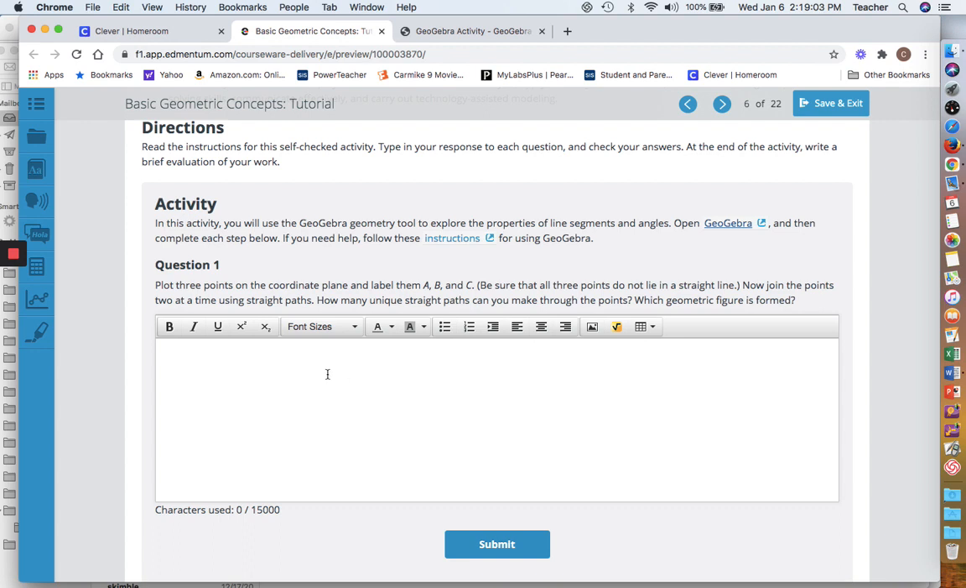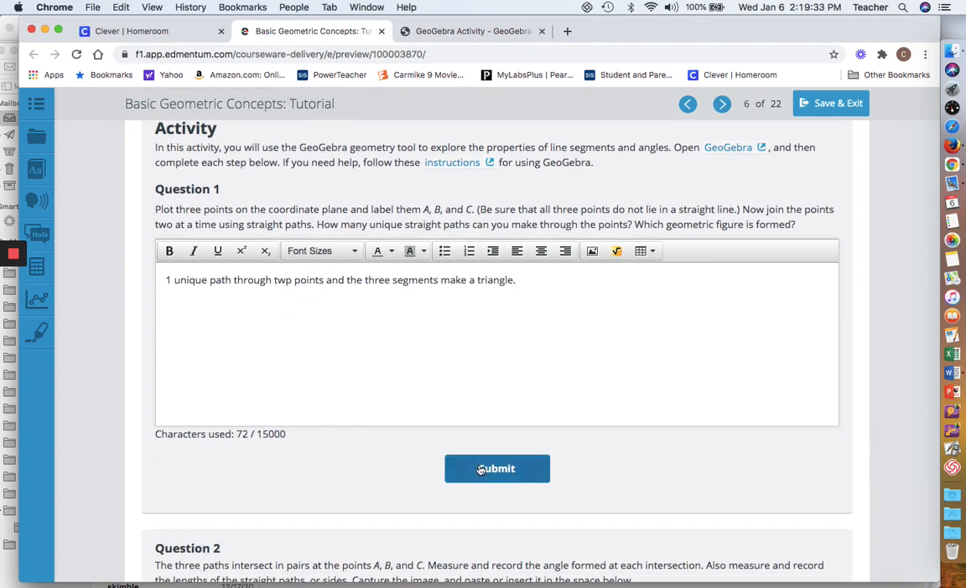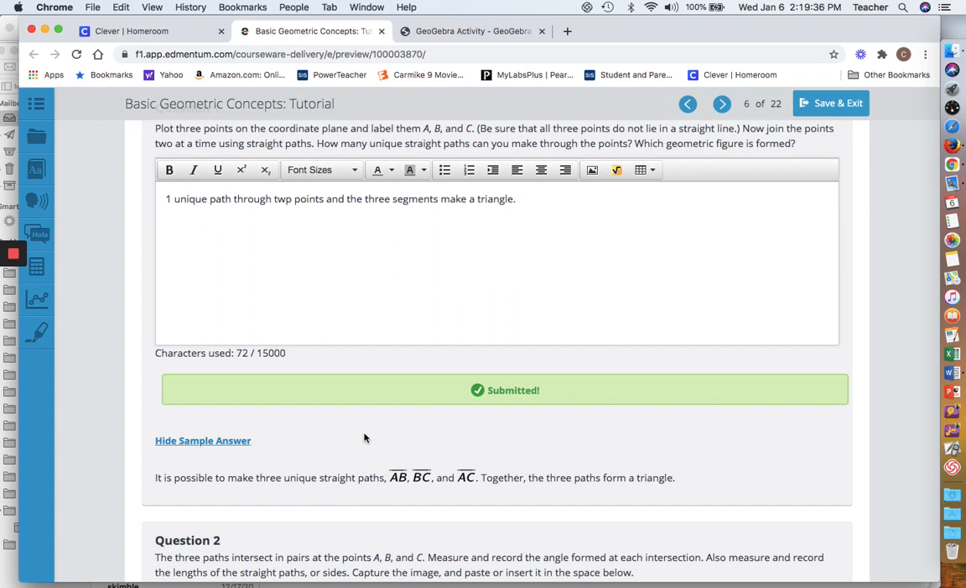Let me scoot back. All right, so you can only make 1 unique path through 2 points, and the 3 segments make a triangle. And I can't apparently type today. All right. So I submitted. And again, the nice thing about submitting is it actually does kind of give you an idea of what you're going to be looking at. So there we go. Got a triangle.